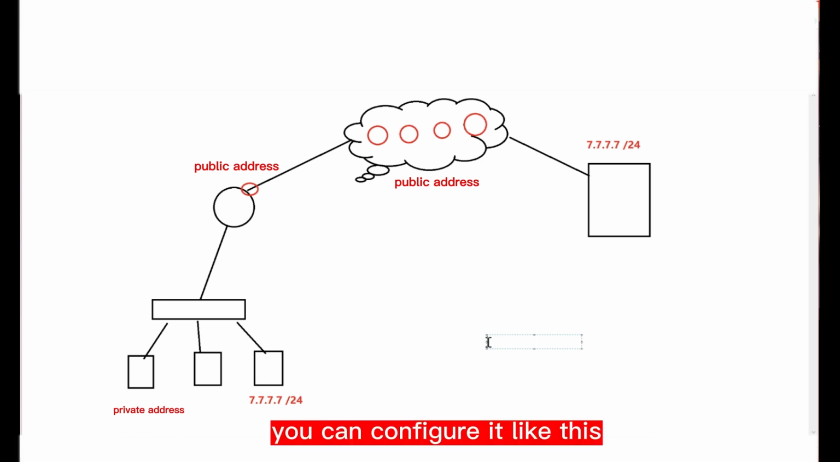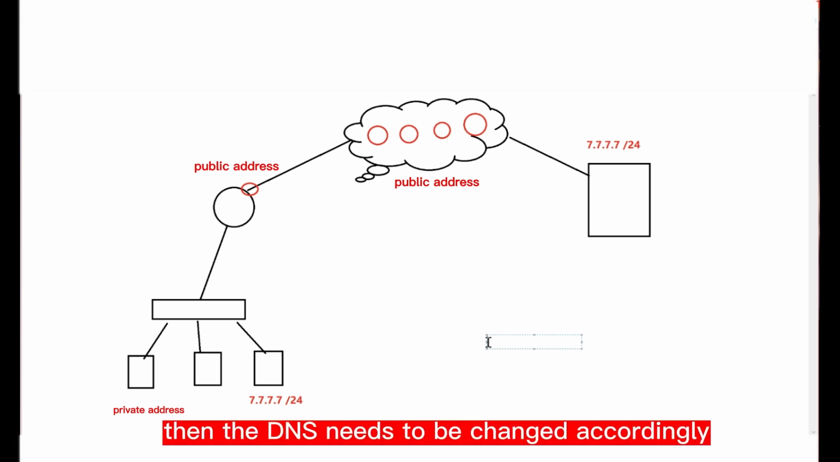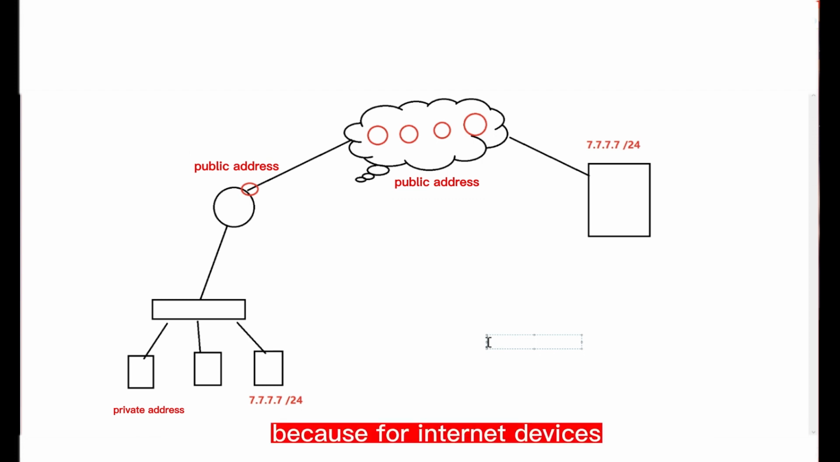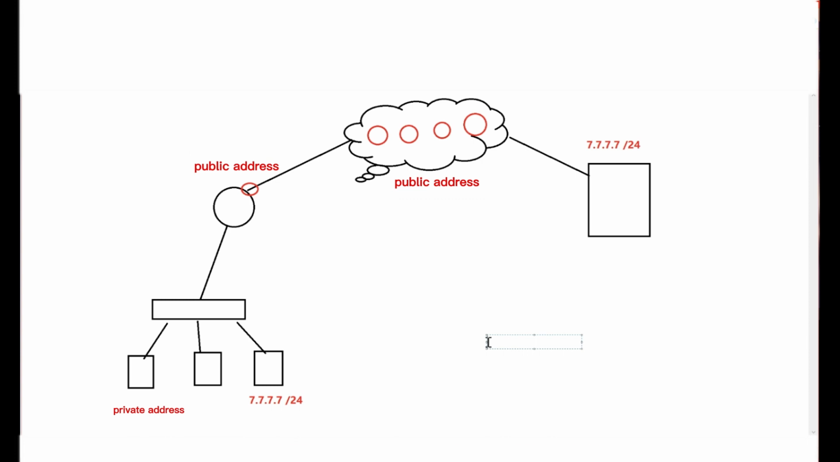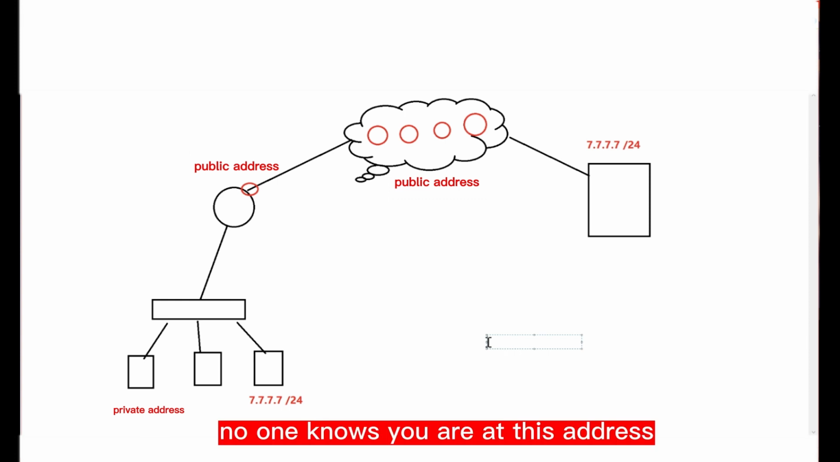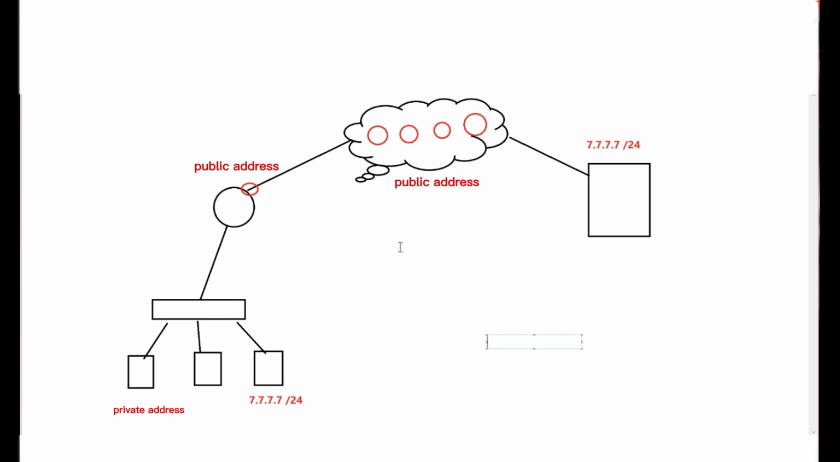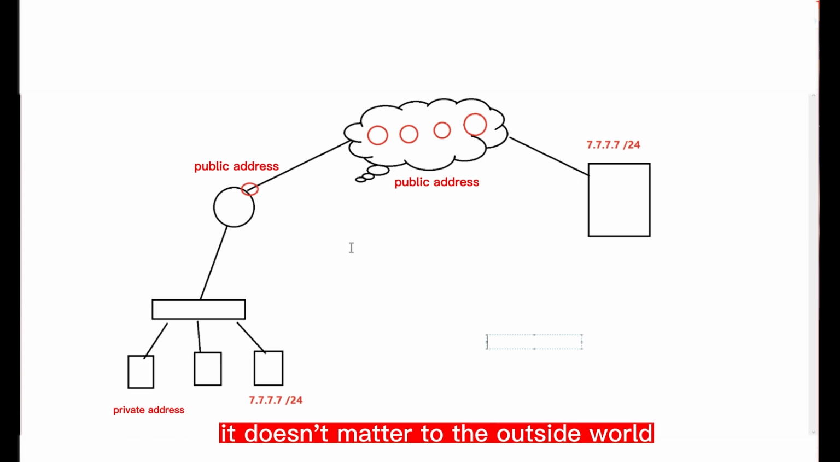You can configure it like this. Then the DNS needs to be changed accordingly. Because for internet devices, with just such an address, first, make sure other devices can't think the server is you. Second, for external devices, except in your internet, no one knows you are at this address. So can you configure this? It doesn't matter to the outside world.